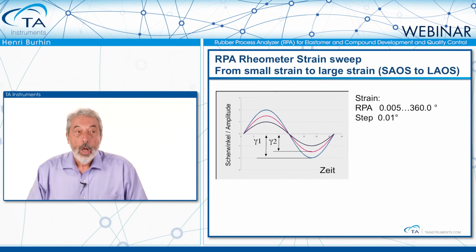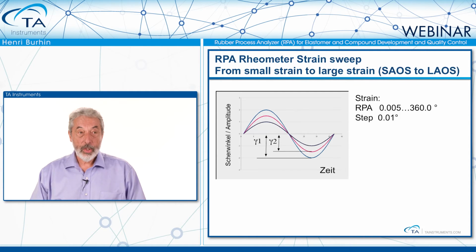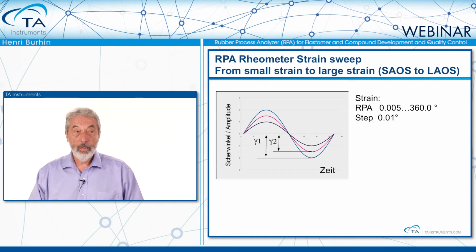Now, rheometer strain sweep. This is the second parameter we can play with. In this case, the frequency remains the same, the time of oscillation is the same, but the amplitude is going to vary from 0.005 degree of arc, which is extremely small. I just want to remind you that the MDR standard is 0.5, up to 360 degree.